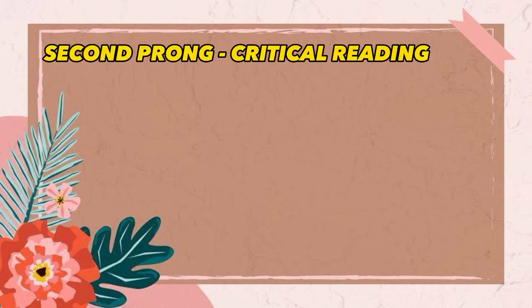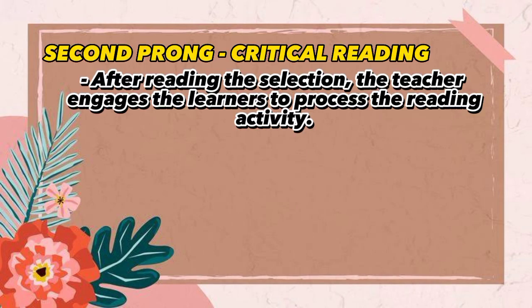Second prong, critical reading. After reading the selection, the teacher engages the learners to process the reading activity. It involves post-reading activities. It is a strategy that offers students a means of summarizing, reflecting on, and challenging what they have read.